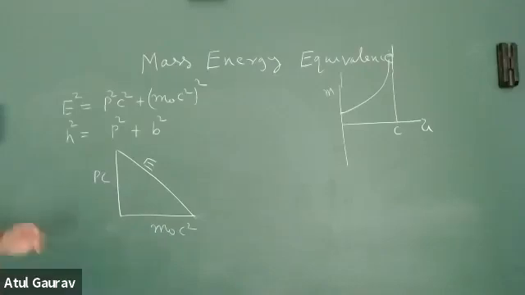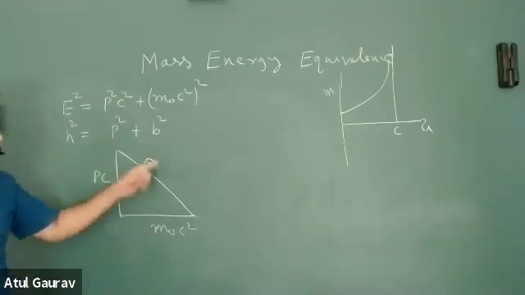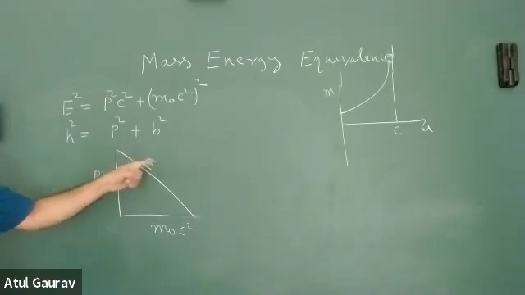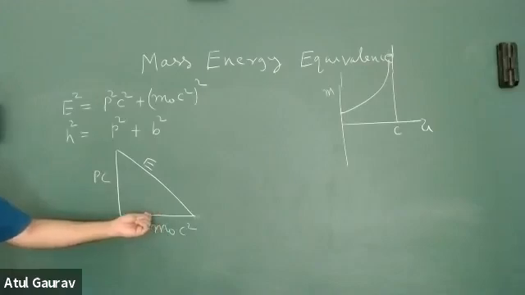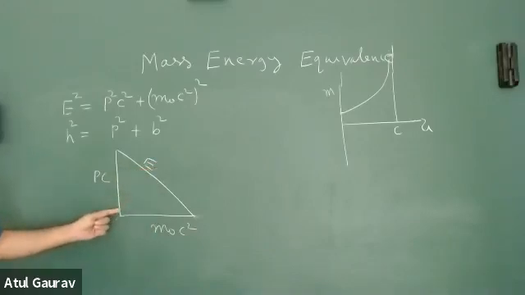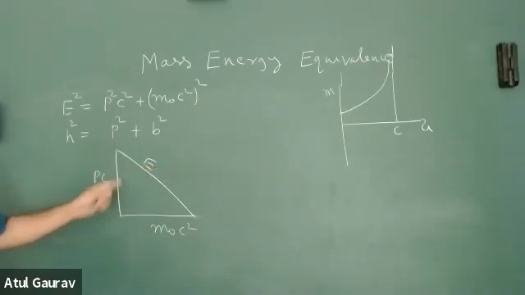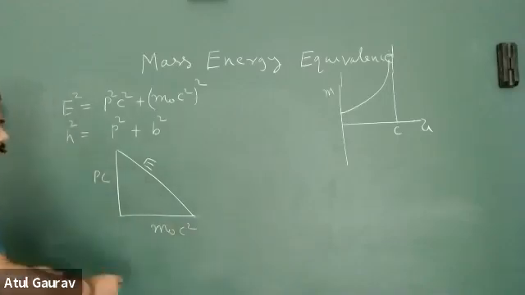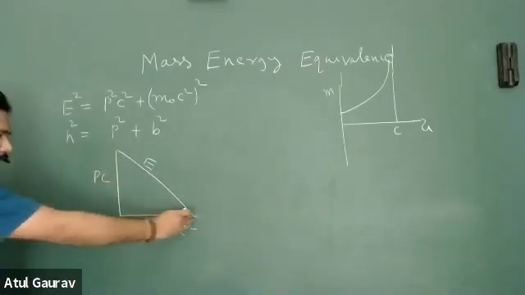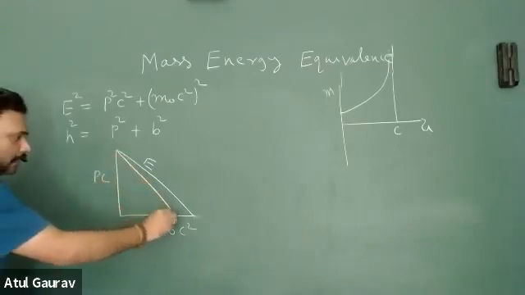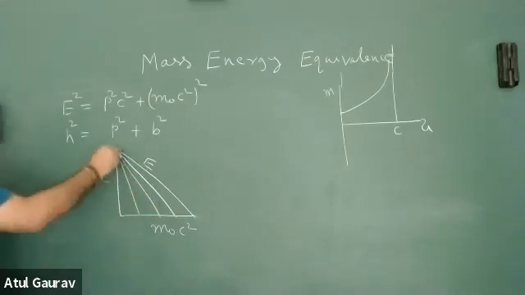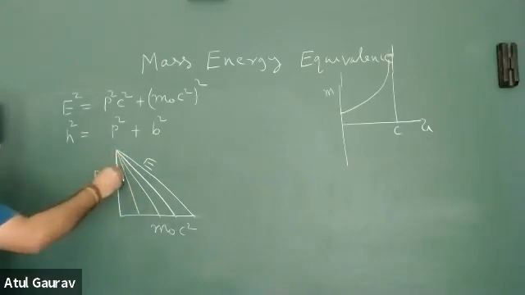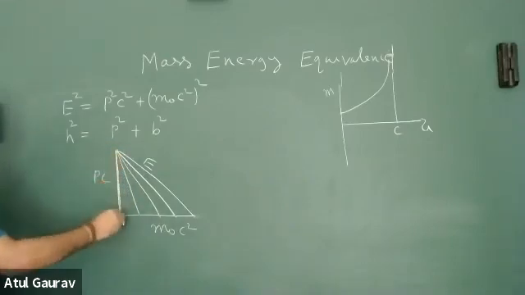Now look at what will happen for a given value of energy, if rest mass is going to decrease. If rest mass is going to decrease, the energy will be approximately parallel to this PC. Suppose this is the given value of energy and the rest mass is decreasing. So this will be something like that. Again it will decrease, something like that. Again it will decrease. And finally, when rest mass is equal to 0, then we will land here.